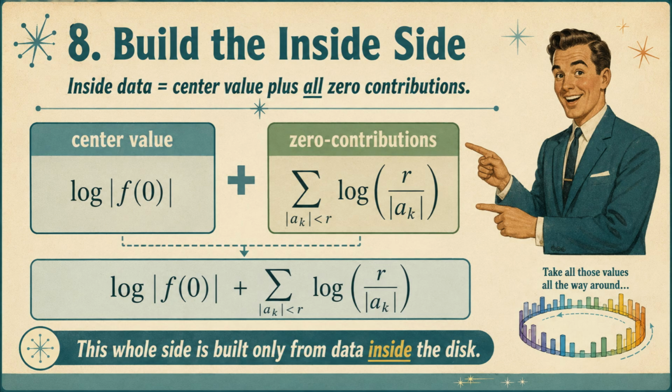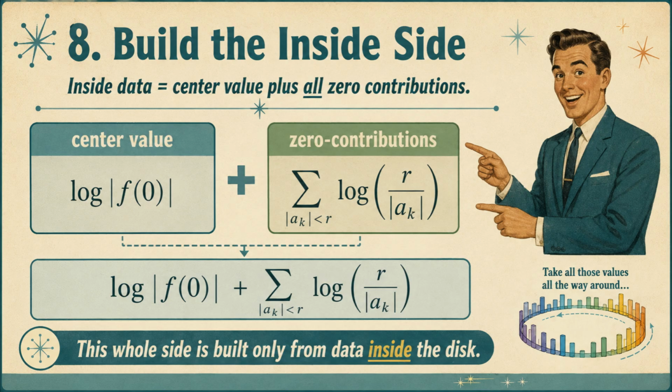For each zero, look at its distance from the center. Compare that distance to the radius of the disk. Take the log of that ratio. Add the result. So the inside side is center value, plus the first zero's add-on, plus the second zero's add-on, plus the third zero's add-on, and so on. This is the discrete side of Jensen's formula. Discrete means the zeros come as separate points. One point, another point, another point. Each one adds its own contribution.